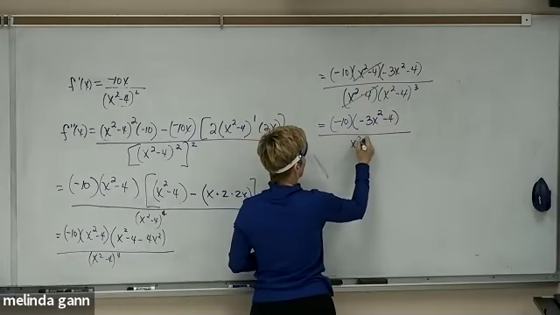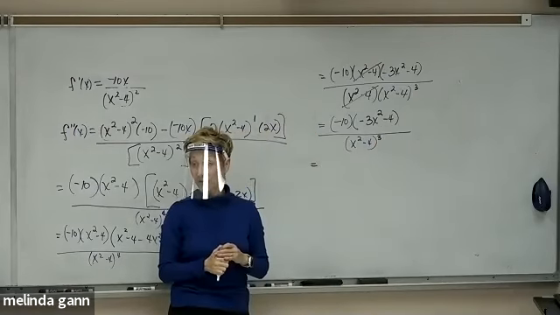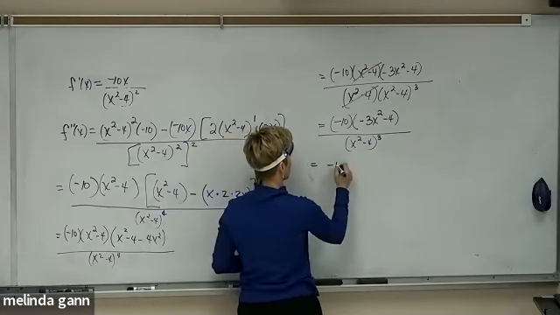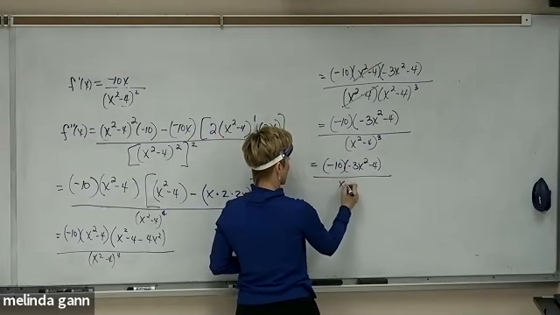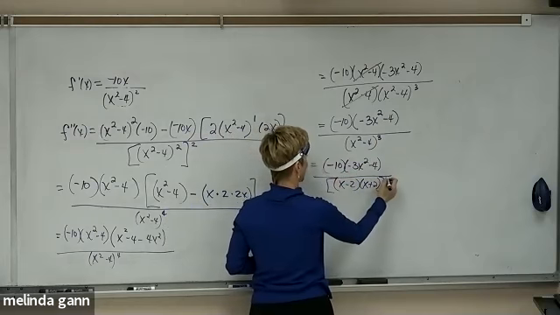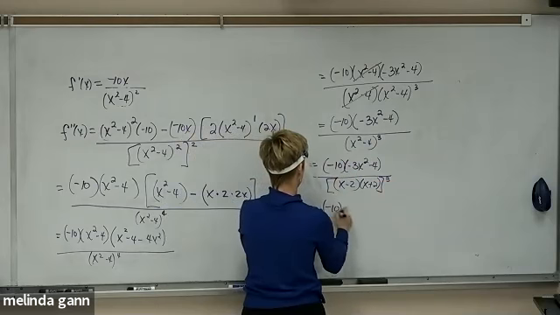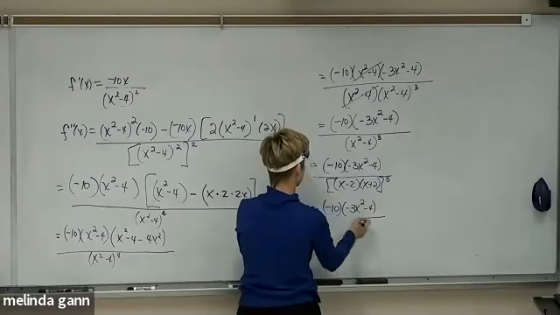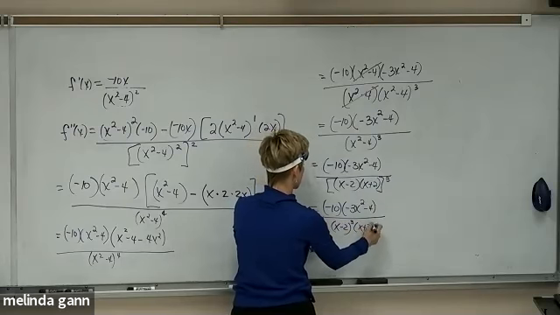Now, again, I've got an (x squared minus 4) cubed. But is x squared minus 4 factored fully? No. It'll factor into x minus 2 times what? X plus 2. All that is cubed. So I've got a negative 10. I've got a negative 3x squared minus 4. And I've got an (x minus 2) cubed and an (x plus 2) cubed.